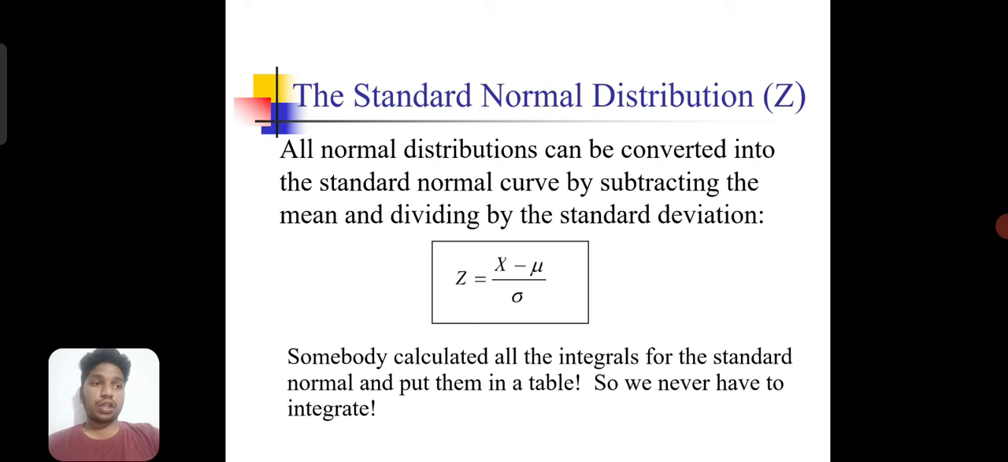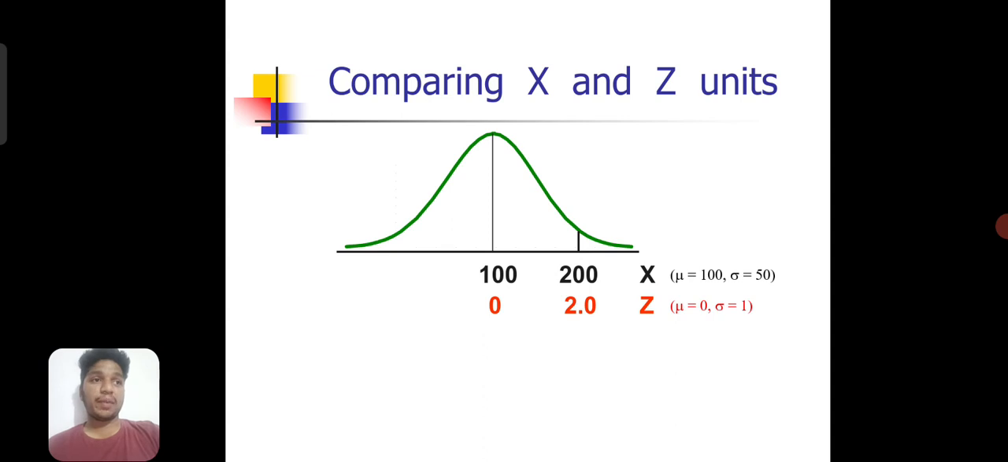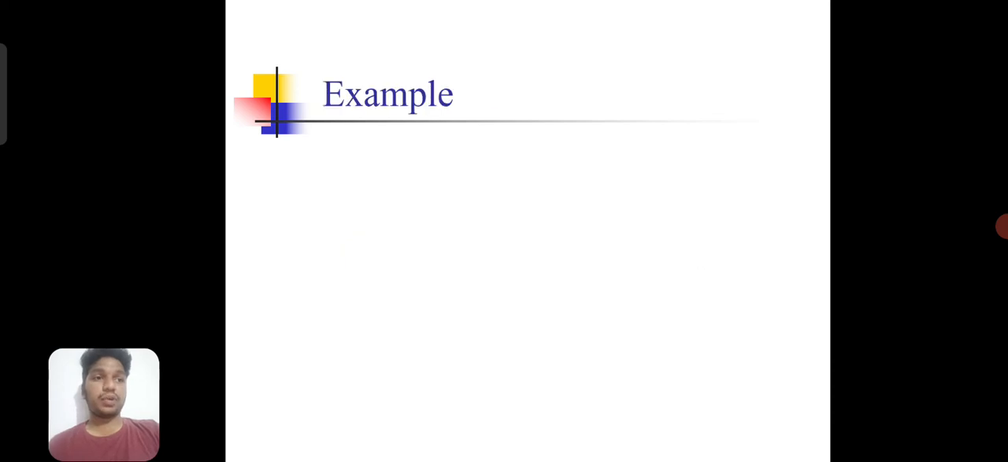Somebody calculated all the integrals for the standard normal and put them in a table, so we never have to integrate. Even better, computers now do all the integrations. Comparing x and z units: the mean is 100, the standard deviation is 20 for x, while z has mean 0 and standard deviation 1.